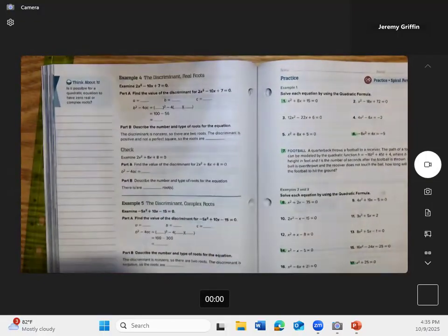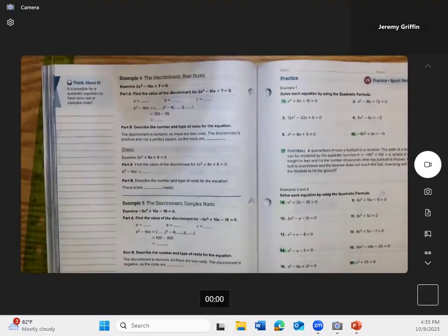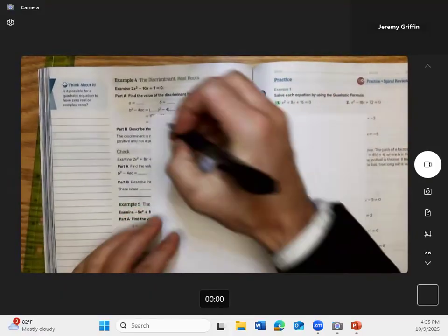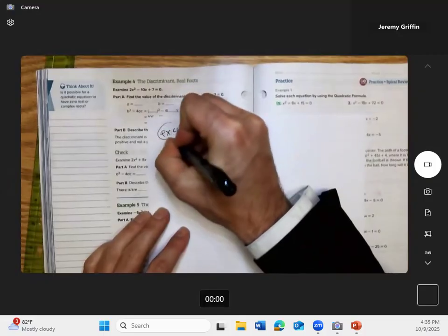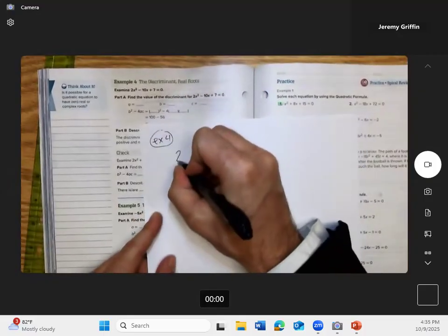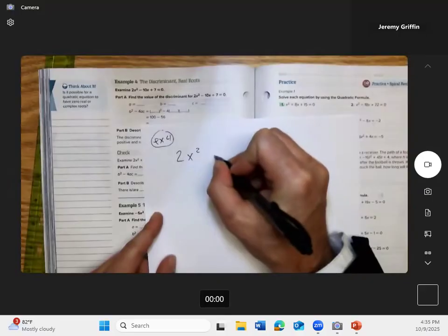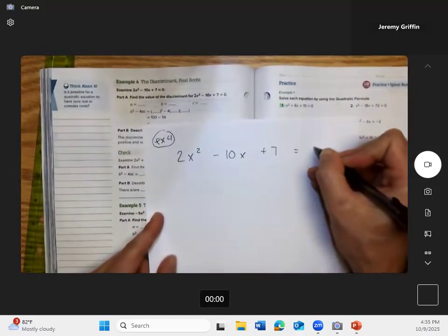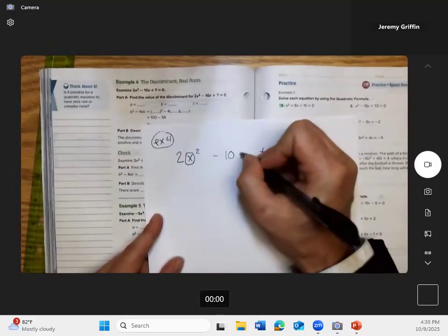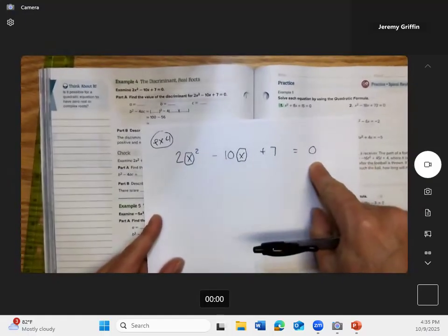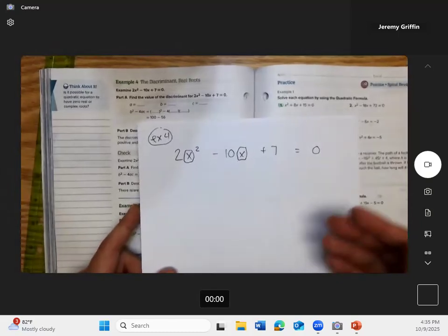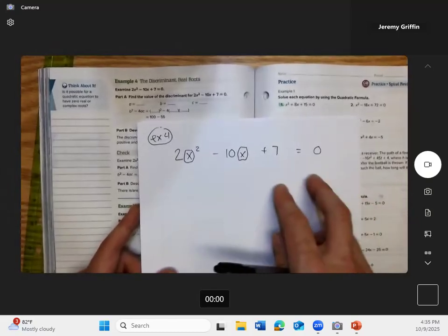So let's try this for example 4. Should lead into example 4. Okay, so example 4: 2x squared minus 10x plus 7 is all equal to 0. So solve for x. You guys notice these are all set equal to 0. We're trying to solve for x. That's to say, where would the parabola cross the x-axis? That's another way to think of it.